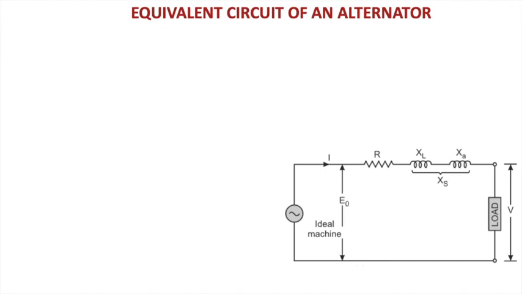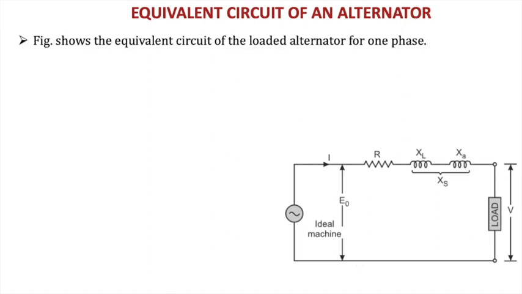Now, the equivalent circuit of an alternator. Last time we discussed that R is the resistance of the synchronous generator, XL is the leakage reactance, and XA is the armature reaction reactance. You can combine the leakage reactance XL and the armature reaction reactance, and the total is given as the synchronous reactance, that is XS. The figure shows the equivalent circuit of the loaded alternator for a single phase.